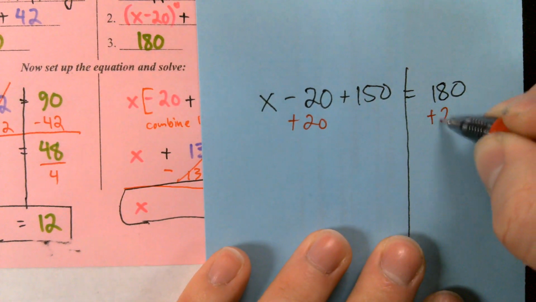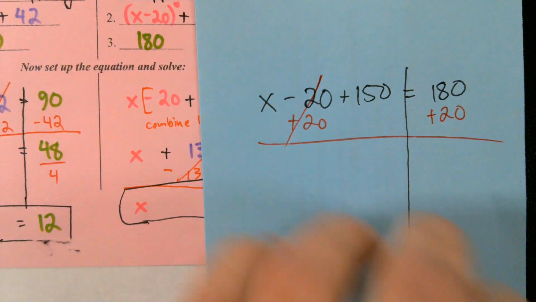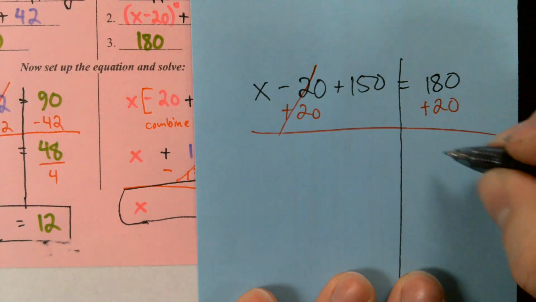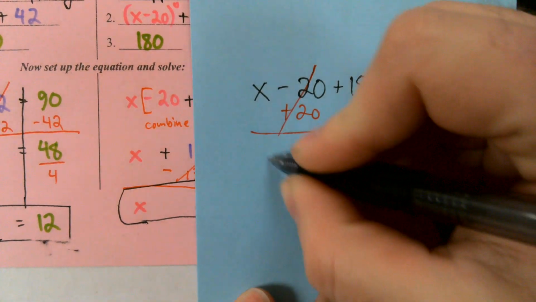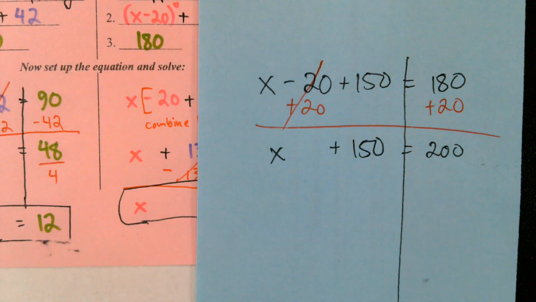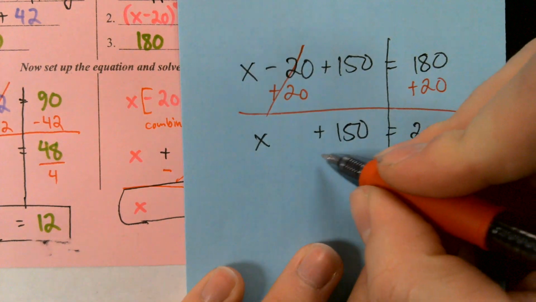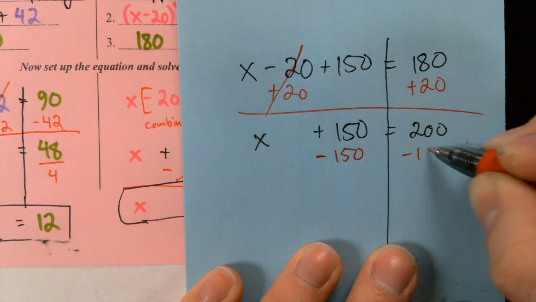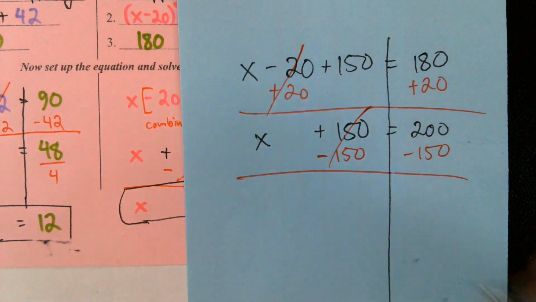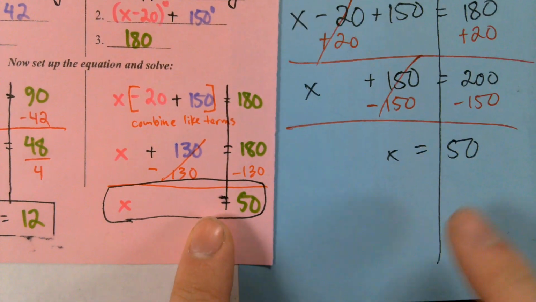Plus 20, plus 20. What do we get on the right? 180 plus 20? 200, right? Perfect. X plus 150 equals 200. Now what are we going to do on both sides? Subtract 150. And 200 minus 150 gives us what? 50. Is that the answer we got doing it the other way? Yes, it is. We got the same exact answer.